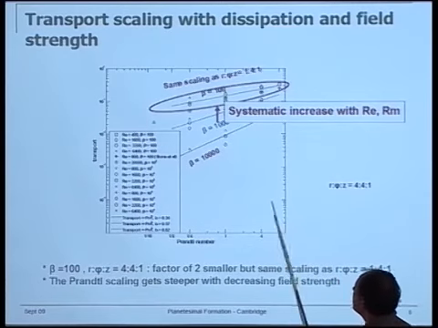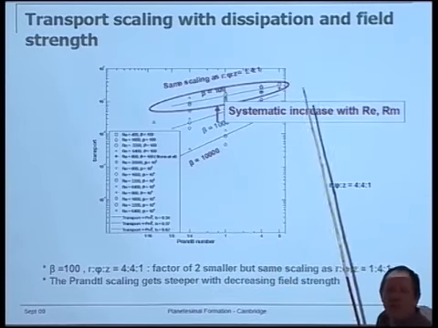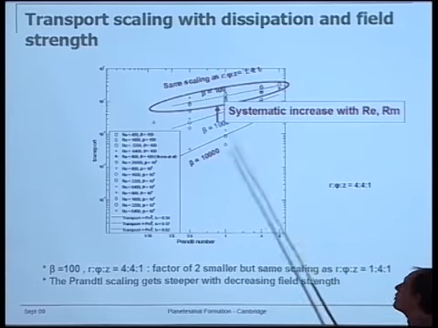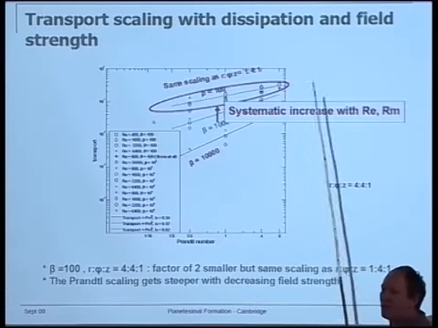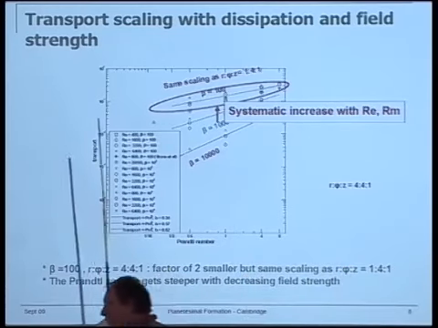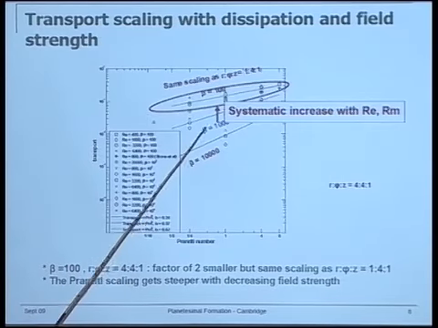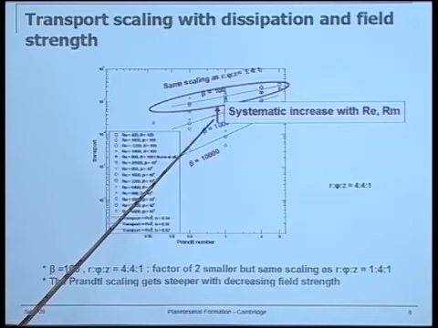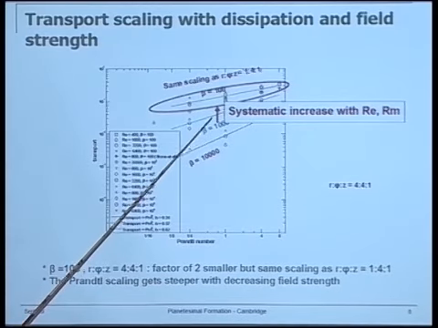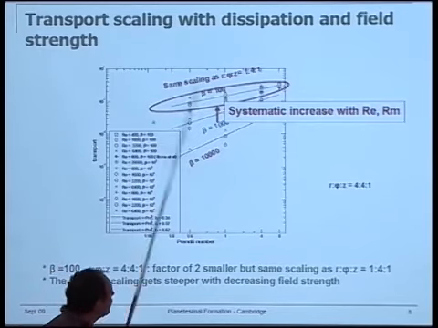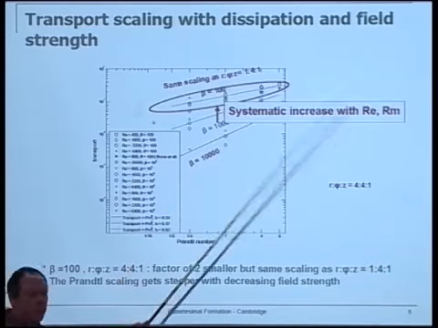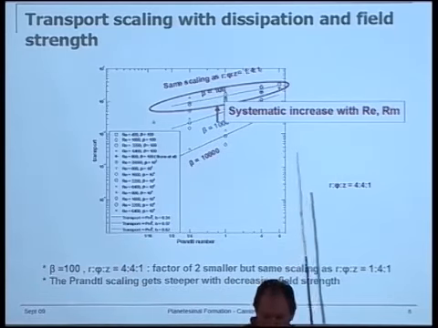As I just mentioned, there is a systematic trend. We didn't see that in 2007. There was too much noise. But we spent something like 100 times more numerical hours there. So it's now possible to see that there is indeed a systematic increase of the transport with Reynolds number at constant Prandtl number, then with Reynolds and magnetic Reynolds number.